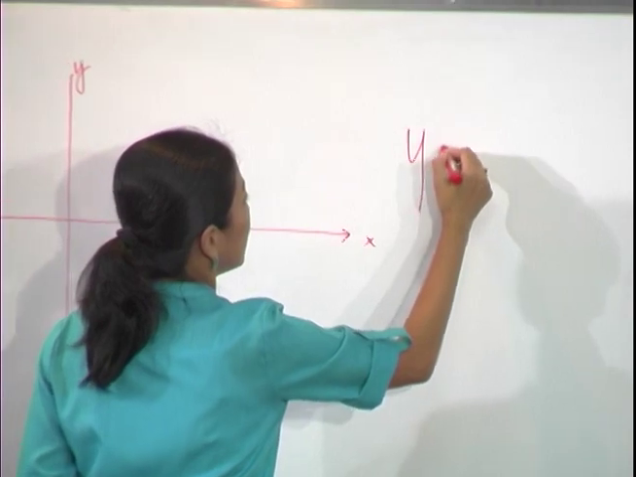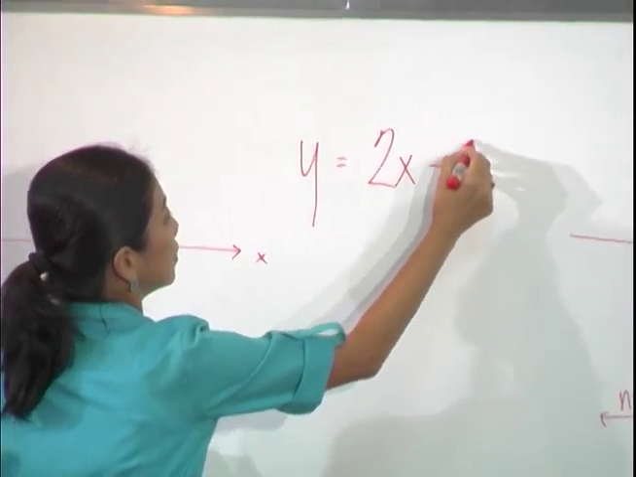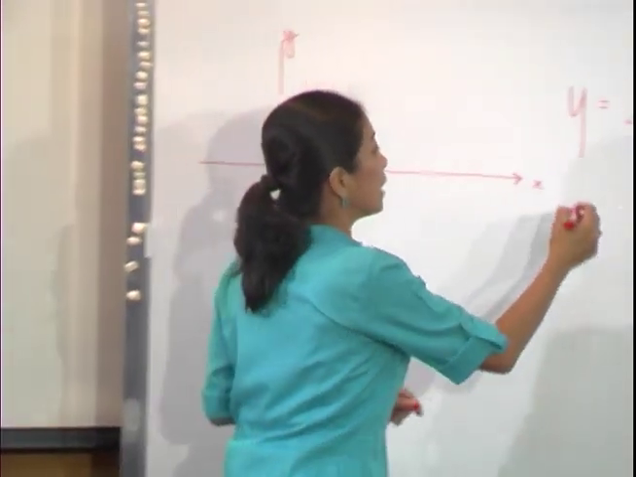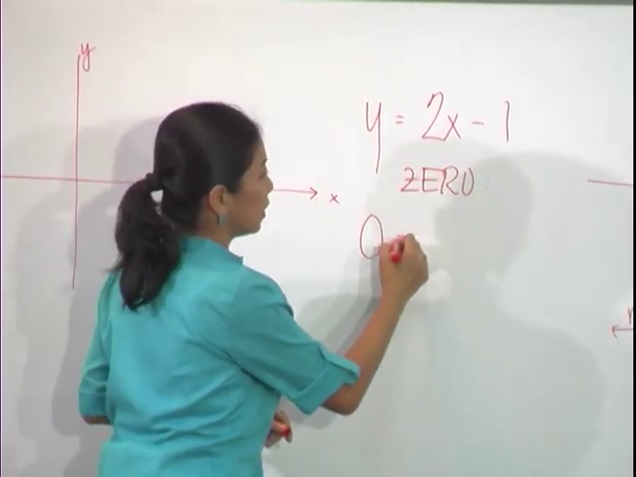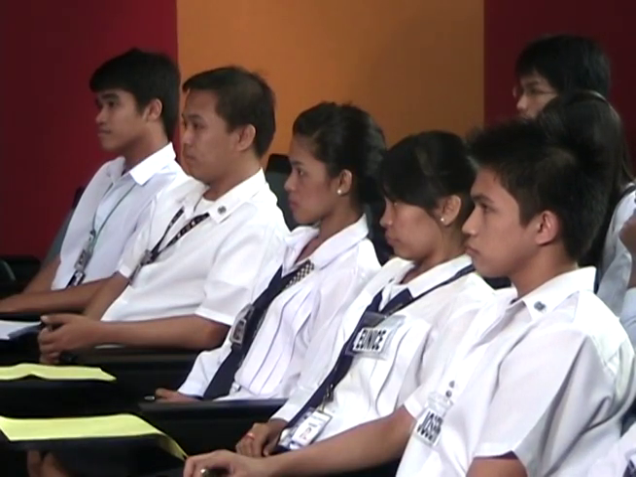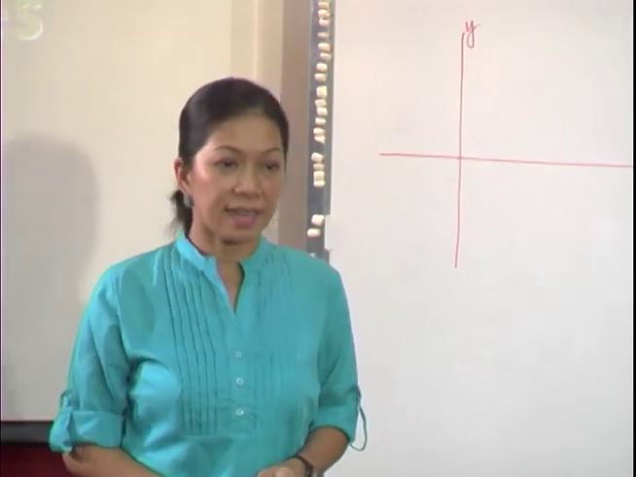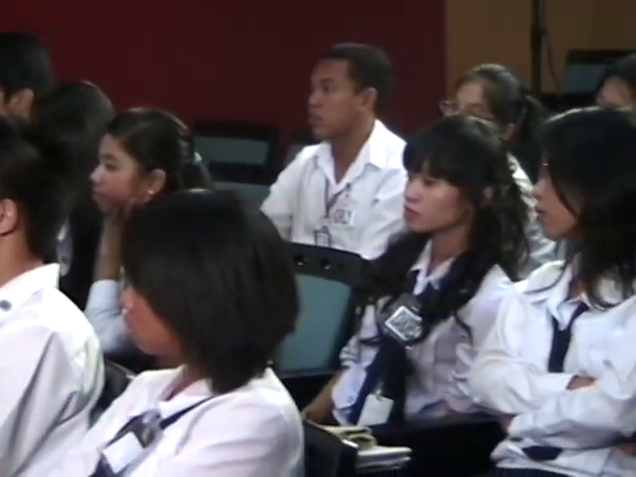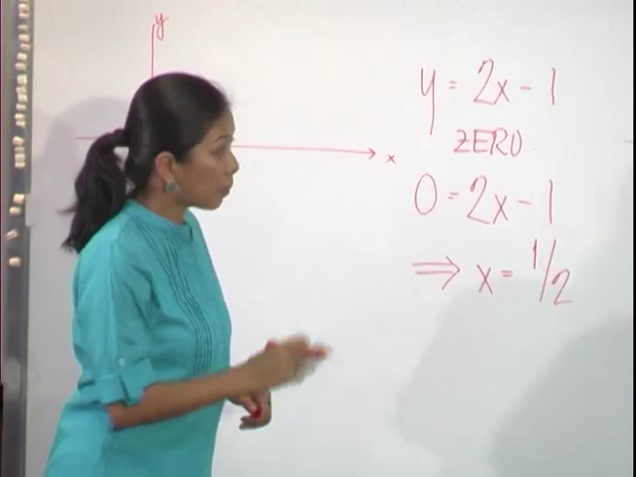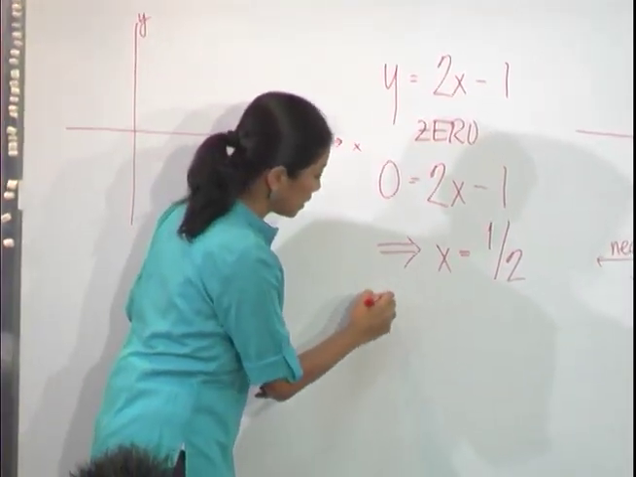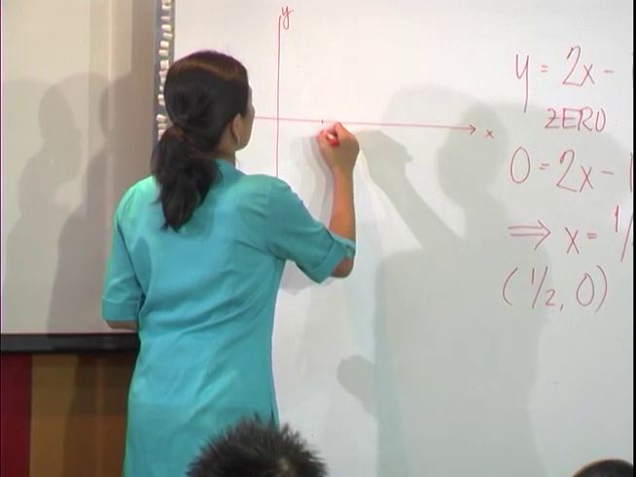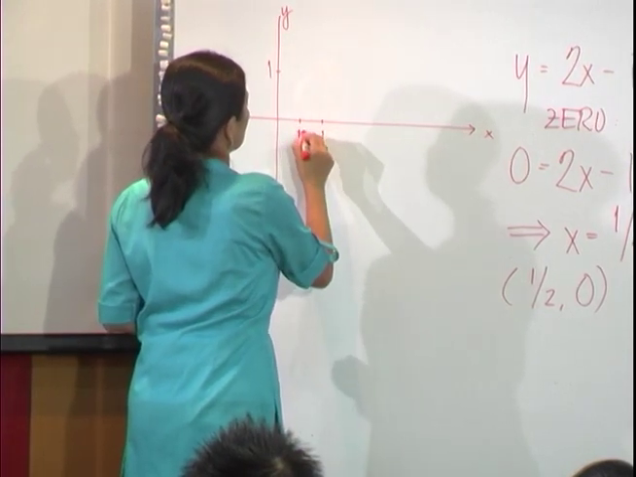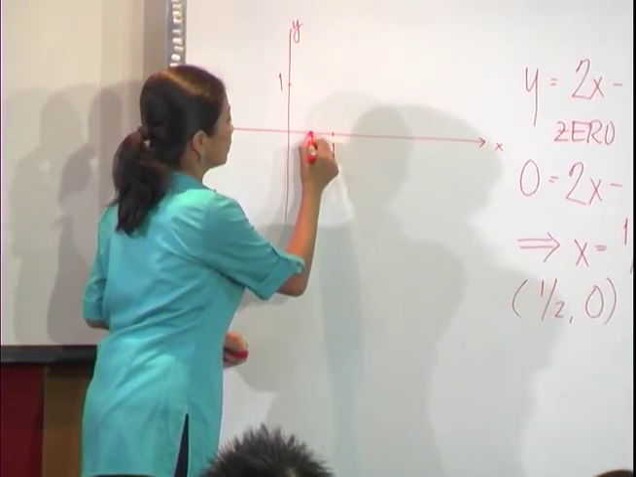For example, if we have a line y equals, let's say, 2x minus 1, you have a linear function, and you are asked for the zero. You set y to zero, and then you solve for x. And what do we get? Editha? X is 1/2. Okay, good. Thank you. And the point on the graph that goes through the x-axis is 1/2, 0. So your line is going to go through, okay, this is 1. It's going to hit the x-axis over here. Okay?